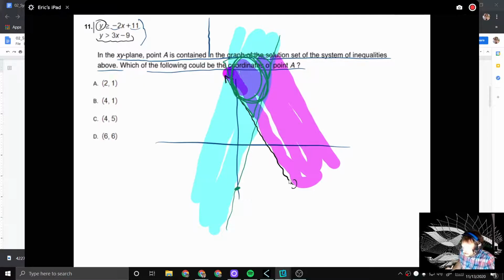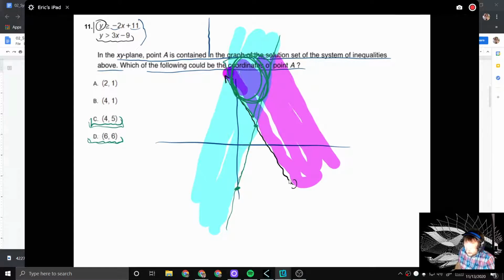Which of the following could be the coordinates of point A? I need it to be up in that region. 6, 6 sure looks promising. We better get ourselves a little bit more than that, right? What can we do? We could just plug in. So I'm going to try that, just plug in. It could be that we don't want to go over that far, and we want instead like 4, 5. But either 4, 5 or 6, 6. This is really steep, and I didn't draw it steep enough. I'm going to guess it's 4, 5.